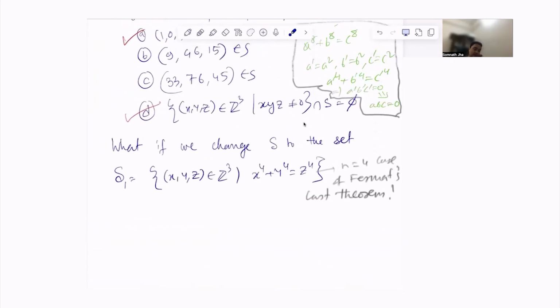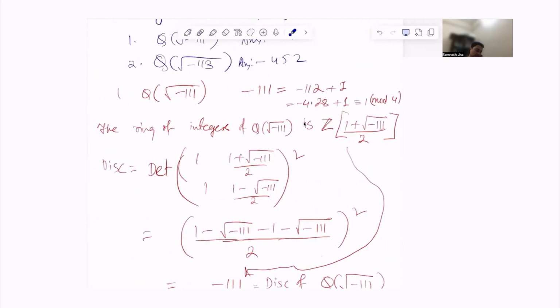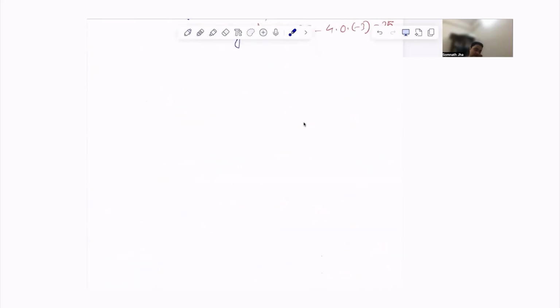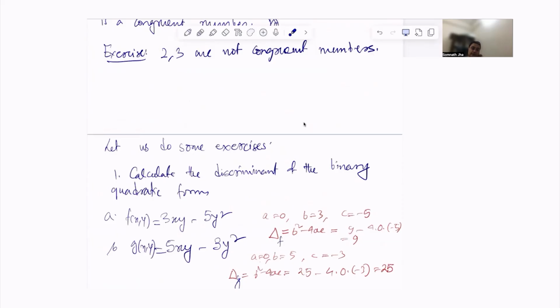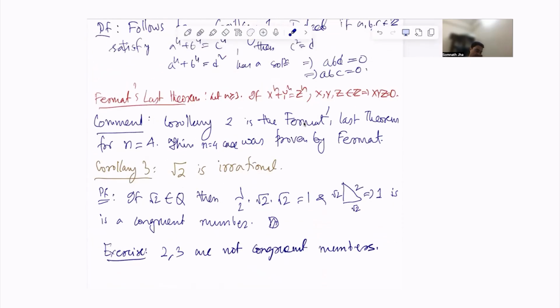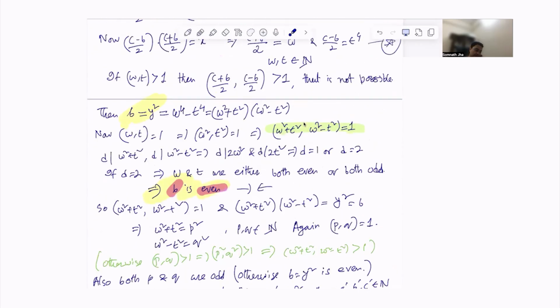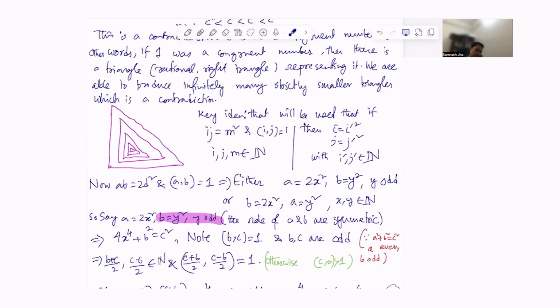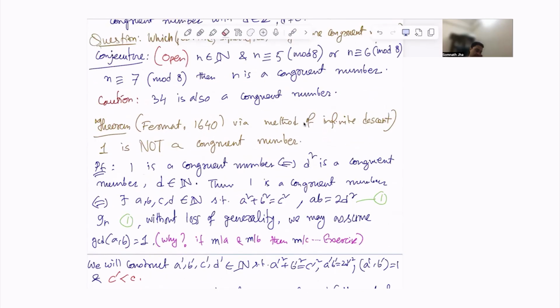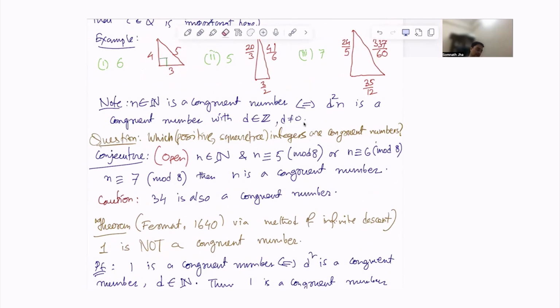And in fact, if you recall, for 5 and 7 we have these triangles. For 5, we have this triangle: 20/3, 3/2, 41/6. And this area is half into 20/3 into 3/2, which is 5. And (20/3) squared plus (3/2) squared is (41/6) squared.